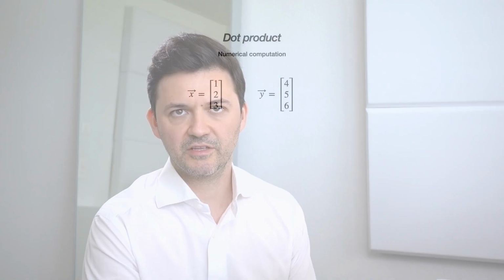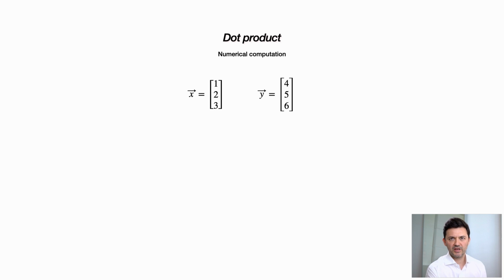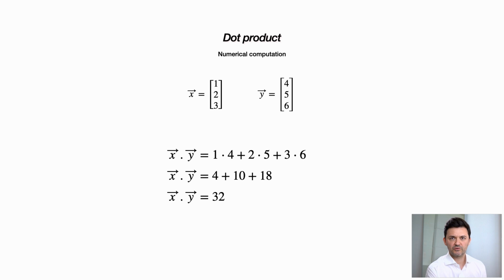So let's show a practical example of actually computing the dot product of two vectors. Let's say that we have the vector x with the components 1, 2, and 3, and the vector y with the components 4, 5, and 6. So to compute the dot product, what we need to do is multiply 1 times 4, 2 times 5, and 3 times 6. And then we simply need to add these three terms. When we add them, we get 4 plus 10 plus 18, which actually gives us that the dot product of these two vectors is equal to 32.